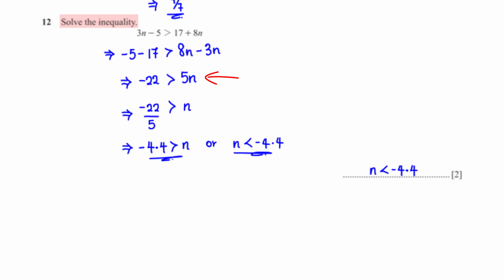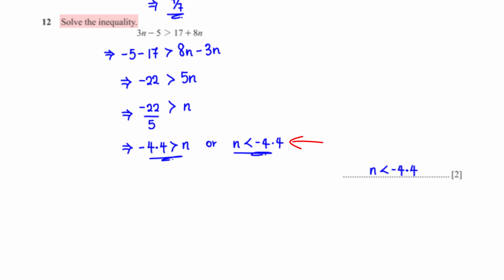So in the next step, since 5 is multiplying n on one side of the inequality, if you move it to the other side, it goes to divide negative 22. And so we have negative 22 over 5 is greater than n. Negative 22 over 5 in decimal is negative 4.4. So we have negative 4.4 is greater than n.